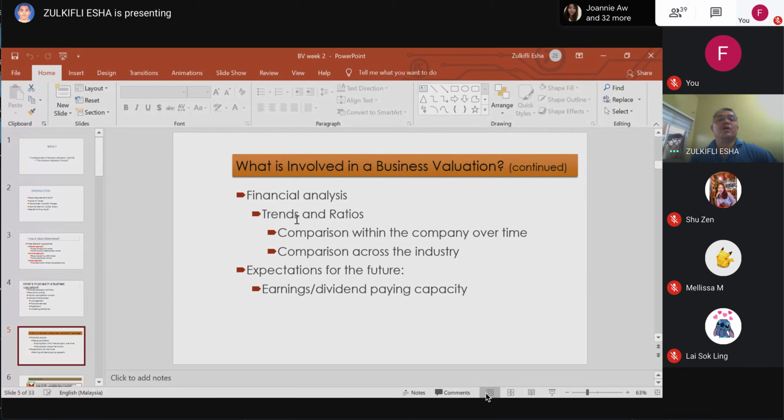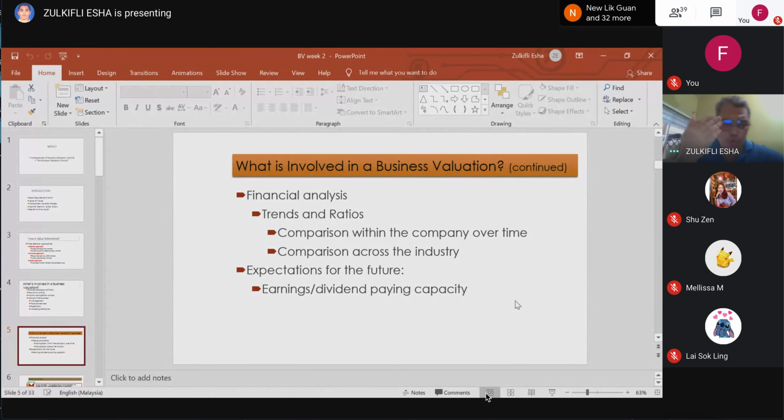Okay, so you need to do some analysis on the trends and ratios. As I mentioned, you need to do the financial ratio analysis. So you need to do ratios for the company and ratios for the industry. Normally, it is advisable to do the analysis for at least 3 years. Sometimes we will do a 5 years analysis to look at the trend of the company's performance.